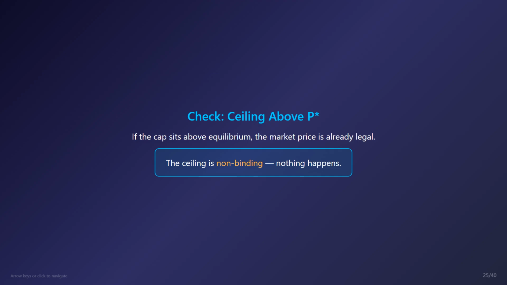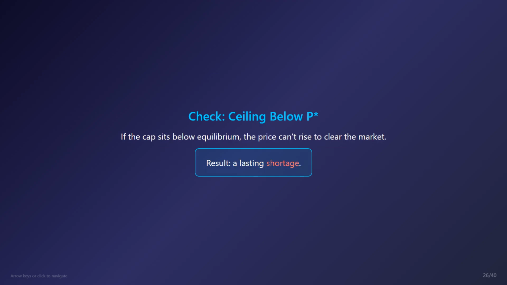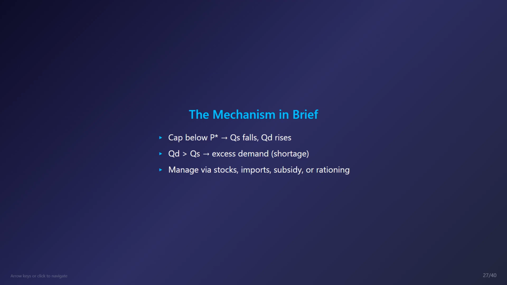If the ceiling is set above equilibrium, then the market price is already legal and below the cap. The ceiling is non-binding and nothing at all changes. But if the ceiling is set below equilibrium, the price isn't allowed to rise to the market clearing level. The result is a lasting shortage, exactly the situation we've been analyzing. Let's state the mechanism in brief. A cap below P star makes quantity supplied fall and quantity demanded rise. That gives excess demand, a shortage, and it's managed through stocks, imports, producer subsidies, or rationing.